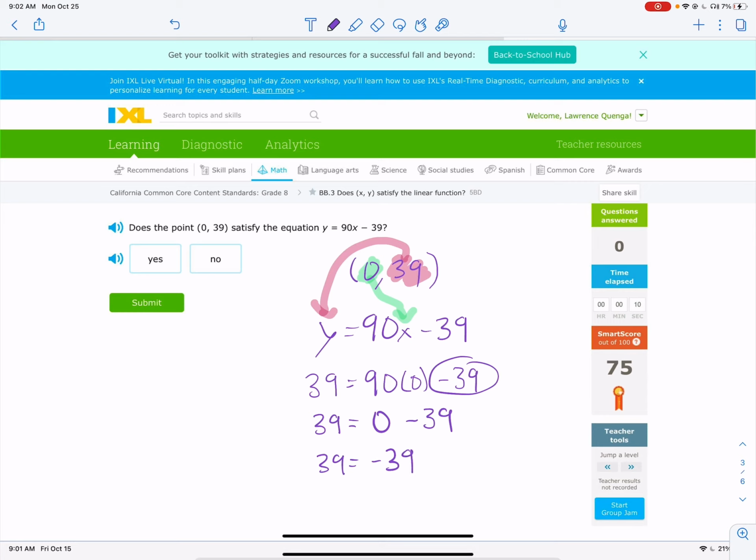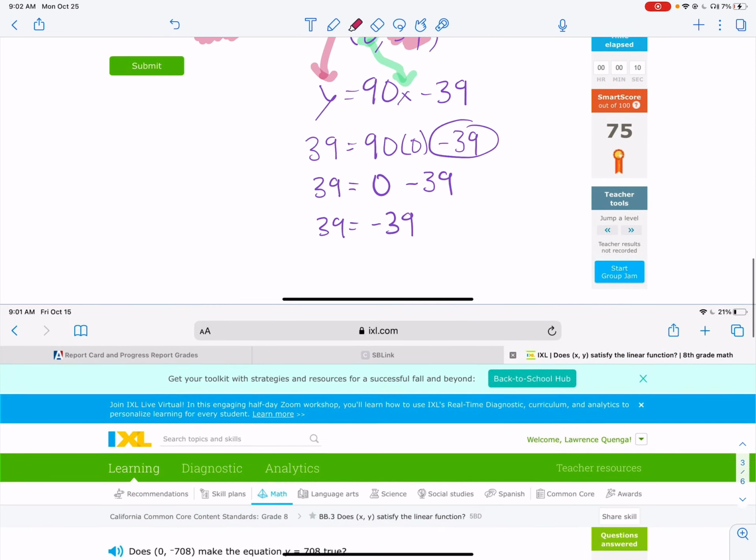If I asked you, would you rather have $39 or negative $39? You can make a decision there because they're different, okay? These are different. These do not equal each other. So for this one, you would put no. The point (0, 39) does not satisfy the equation y equals 90x minus 39.